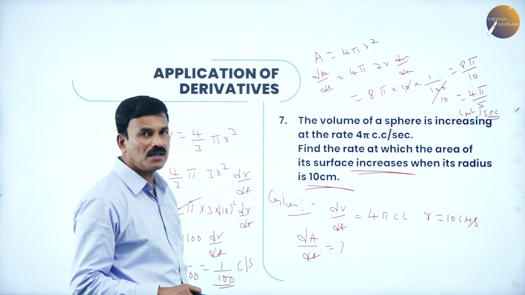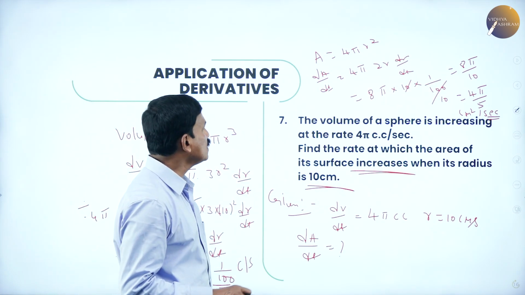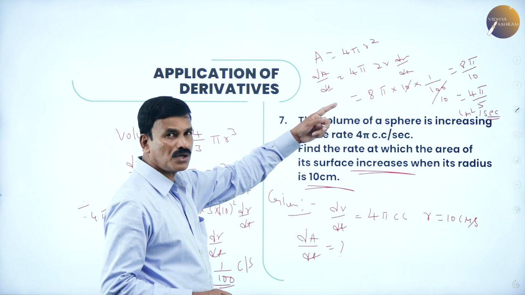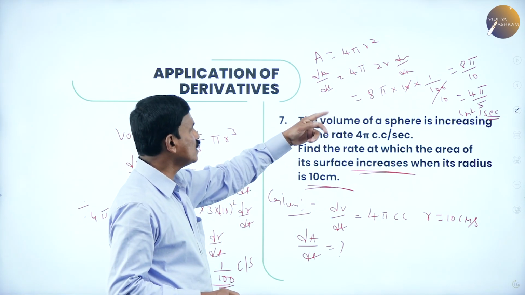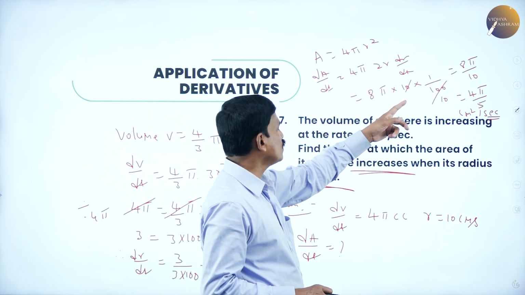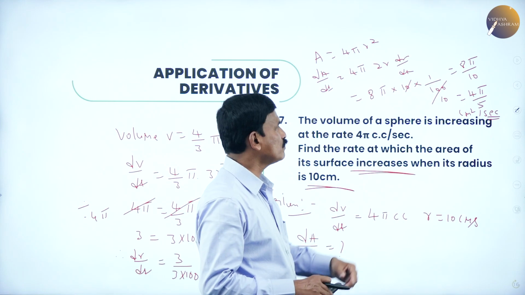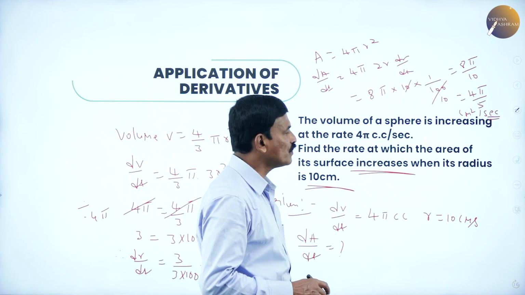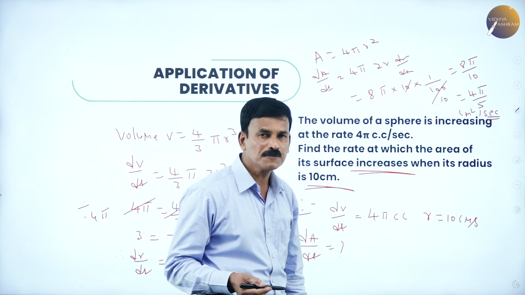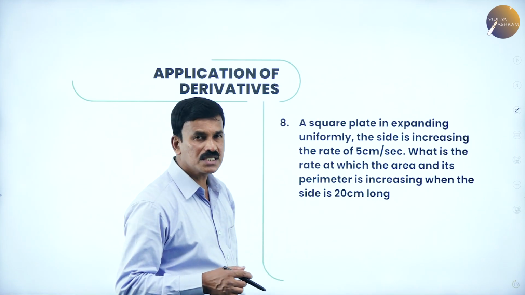Since we know the area of the sphere is 4 pi r square, differentiate with respect to t. dA by dt is equal to 4 pi into 2r dr by dt. Substitute the value of dr by dt and r. So 8 pi into 10 into 1 by 100. That is nothing but 8 pi by 10 or 4 pi by 5 centimeters per second is the required answer. That's it. Okay. Let us come to the last problem in this session.